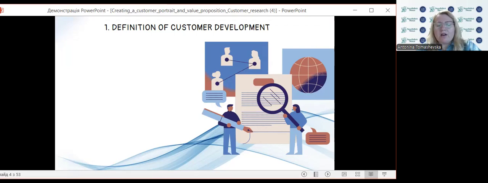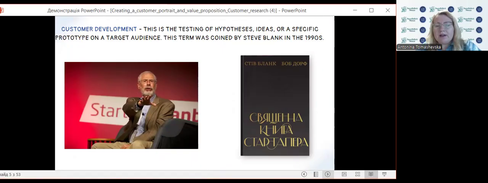Jeff Bezos, the founder of Amazon, believes that the customer should always be at the center of attention, and customer complaints are the best business consult. Customer development. Customer development is the testing of hypotheses, ideas, or a specific prototype on a target audience. This term was coined by Steve Blank.